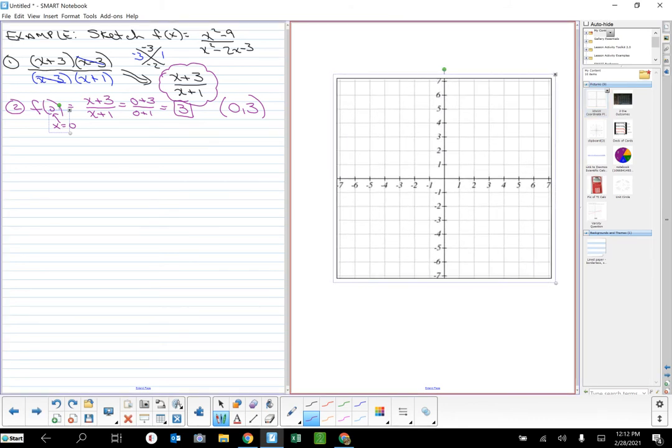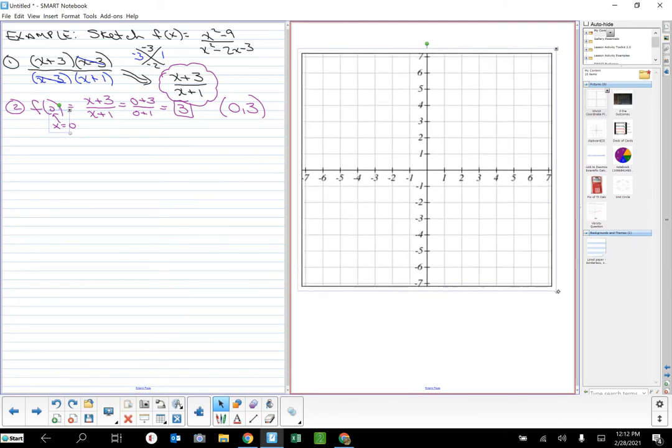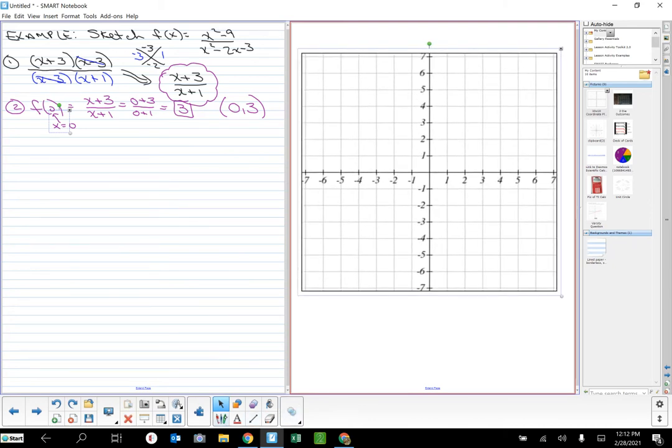All right, so what we're going to do here as we go is just plot some information. Let me erase that. I want to move this and make it a little bit bigger. Okay, so back to a pen. I'm going to plot in purple my (0, 3). That's my y-intercept, so I know my graph is going to hit that.